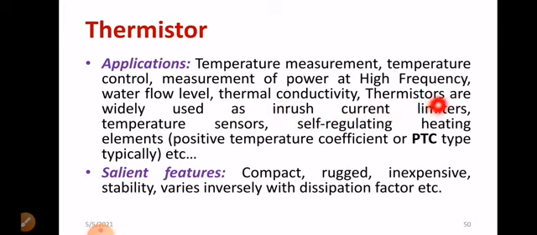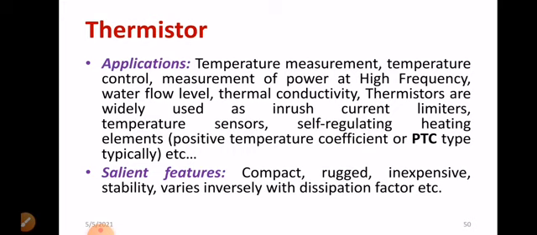Thermistors are also widely used as inrush current limiters, especially positive temperature coefficient of resistance material. As I already told you, there are two types of thermistors. The first is the negative temperature coefficient of resistance, that is NTC, and a positive temperature coefficient of resistance thermistor is also available, PTC. Such a PTC can be used as a fuse. Then temperature sensors, self-regulating heating elements, etc. These are the various applications of thermistors.